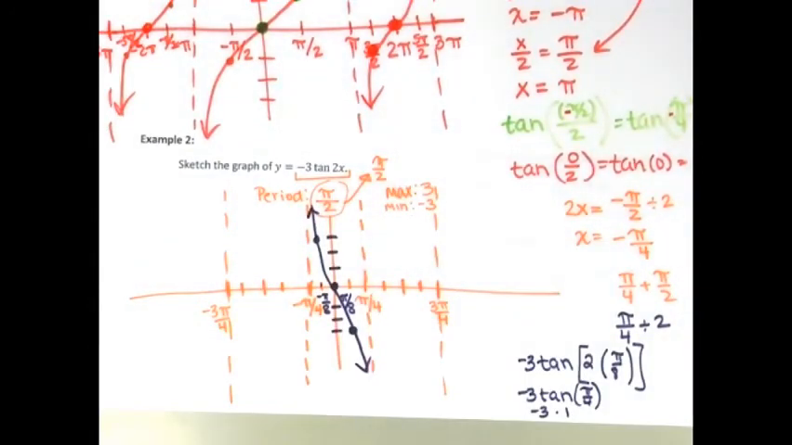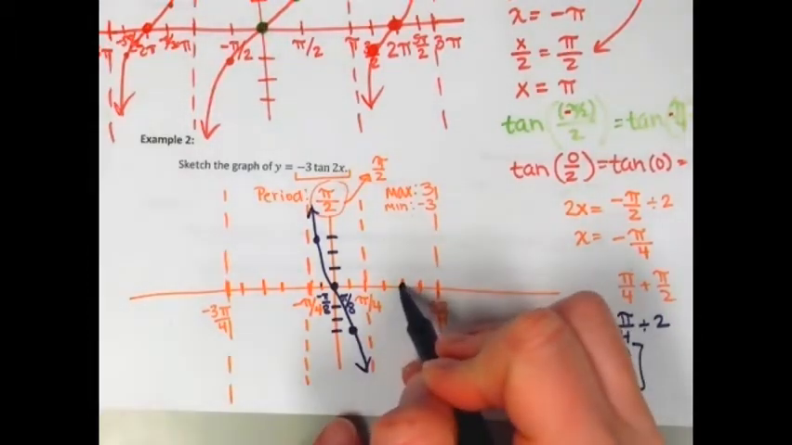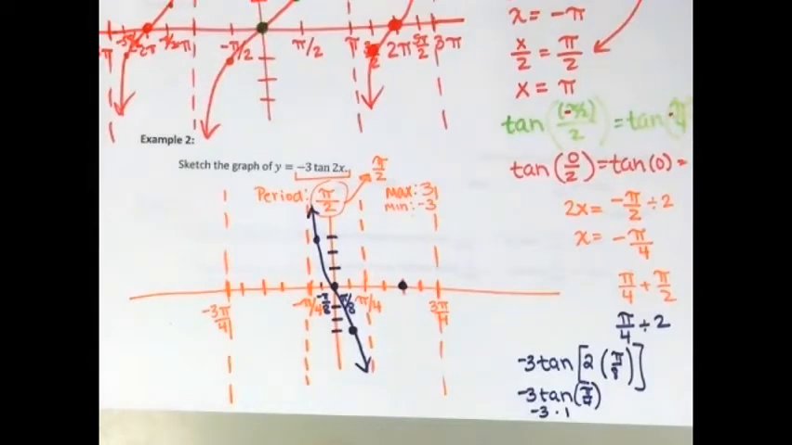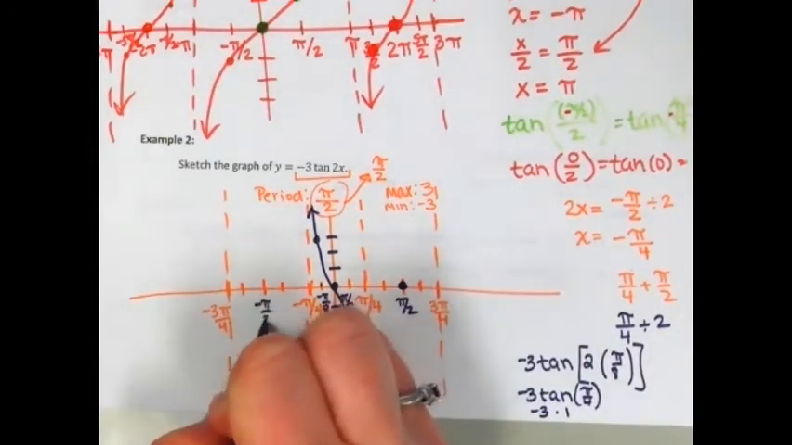So now, we know this one here is going to be at 0, 0. But what is the middle of pi over 4 and 3 pi over 4? What is the middle? Pi over 2, yeah. So at pi over 2 and negative pi over 2, we're going to be at 0, right?